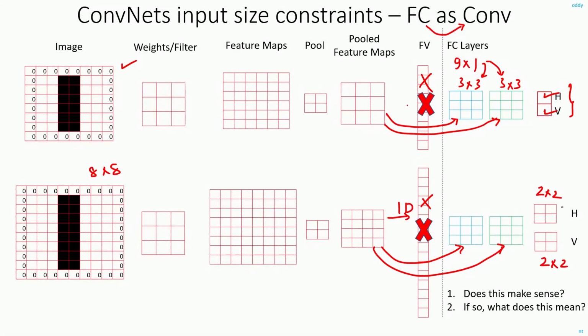So now the question is, for each class, I'm getting a 2 by 2 output. I'm actually expecting one single output for every class. But for each class here, I'm getting a 2 by 2 output. The question is, does this make any sense? If so, what does this mean? Let's try to understand this in the next video.